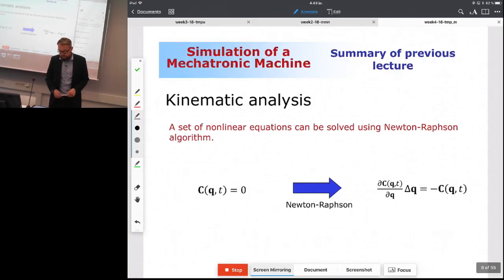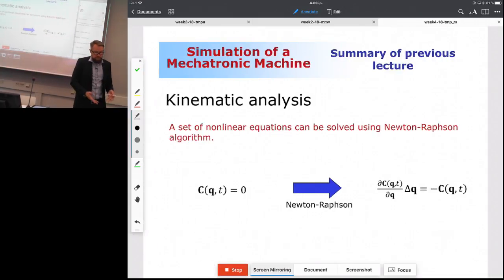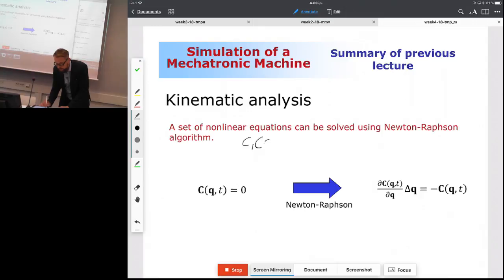Kinematic analysis at position level. At position level, everything is tied to constraint equations. We have a certain number of constraint equations, and they can be written in such a way that the first constraint equation is a function of generalized coordinates and time, and that's equal to 0. Then we have the second constraint equation, which is a function of generalized coordinates and possibly time. Not necessarily time, but it could be a function of time. And that's equal to 0.